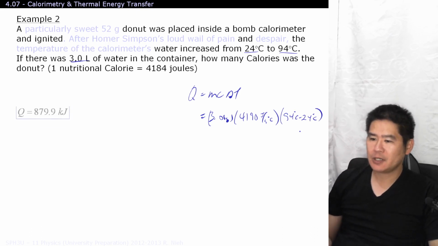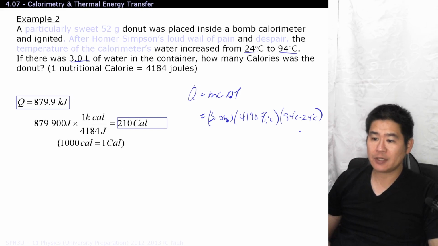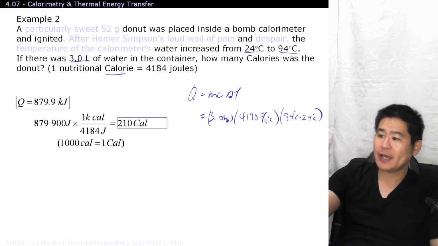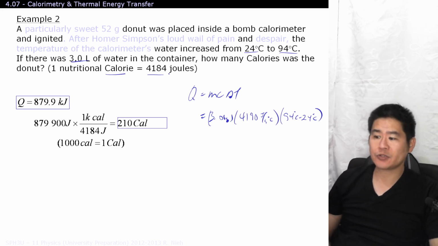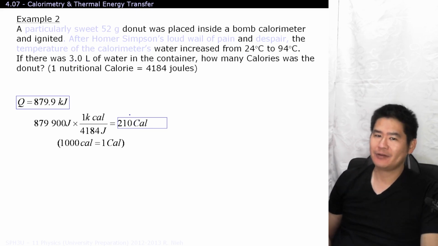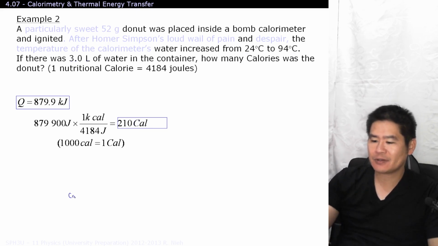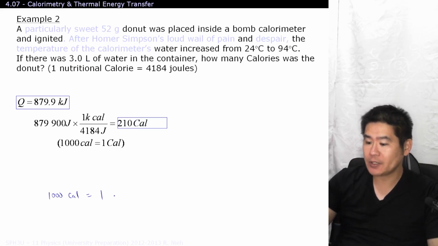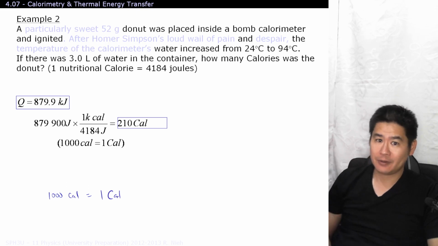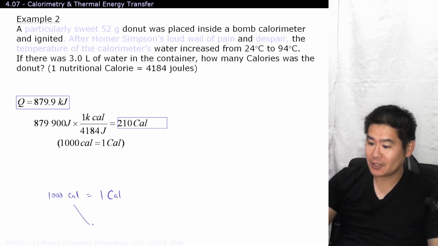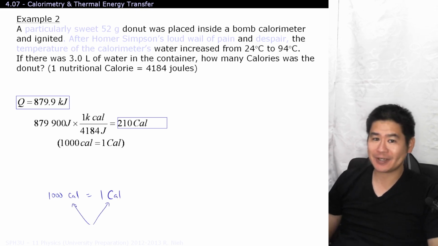Multiply that all out, and hopefully you got 879.9 thousand joules. A nutritional calorie is equal to 4184 joules. And yes, it has to be a big C. Trust me, there's a difference between a calorie and a Calorie. A calorie, if you're curious, well, you have to go off and get 1,000 of them to equal 1 nutritional Calorie. And the only difference between these two is just a lowercase and capital C.